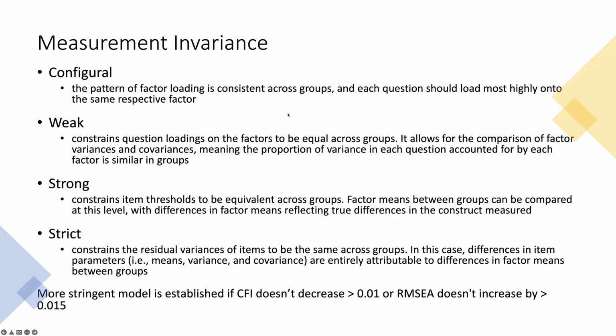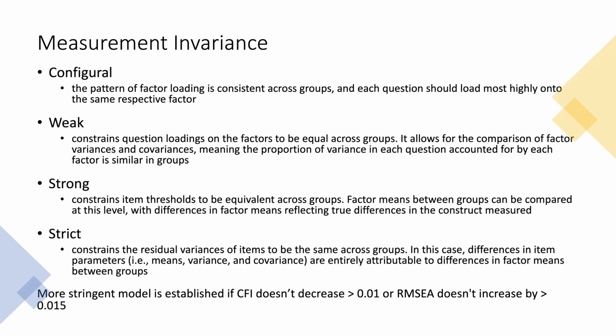The first one, the baseline invariance, is called configural. Basically, the pattern of factor loadings is consistent across groups or time, and each question should load most highly onto that factor. So basically, we want to see the first 11 questions loading onto the first factor, and the next 9 questions loading onto the second factor. We want to see that in different groups at different times.